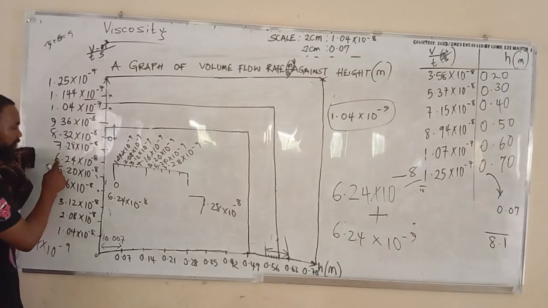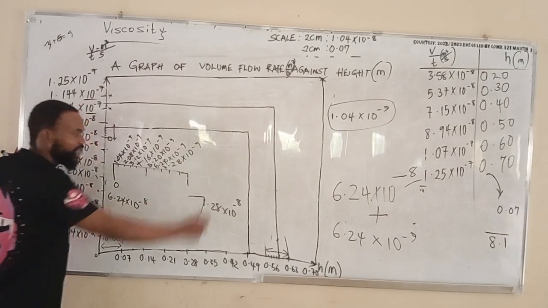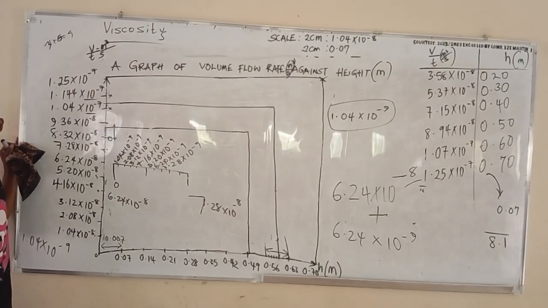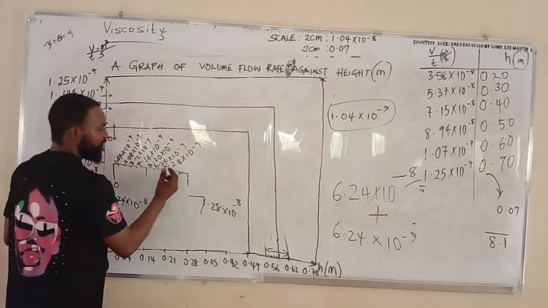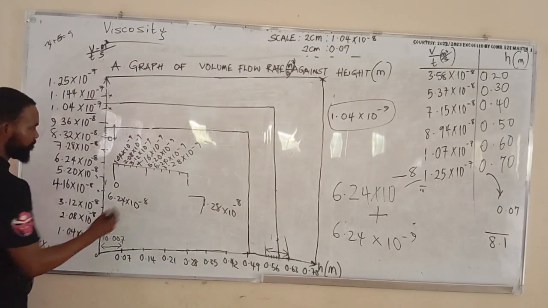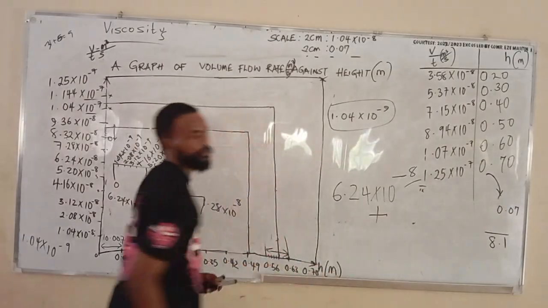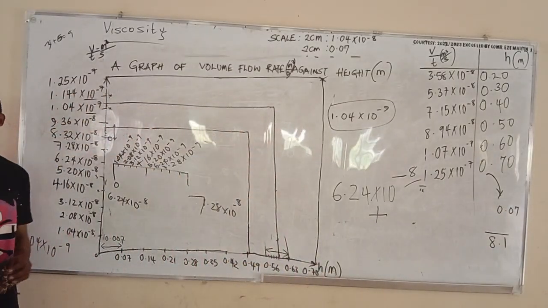Okay, now do for me this 6.24 times 10 raised to the power minus 8 that is here. Add 7.28 times 10 raised to the power minus 9 to it. Let's see what you have. 6 points. Okay, I have 7.28 times 10 raised to the power minus 9 plus 6.96.